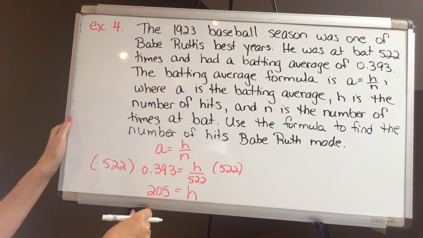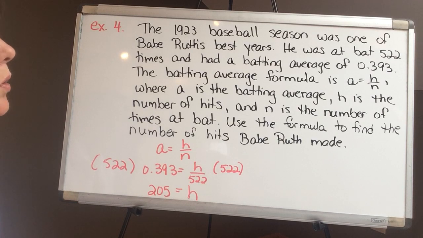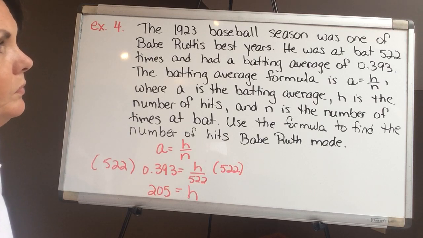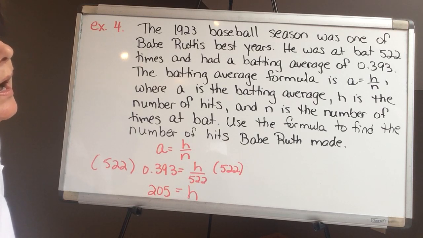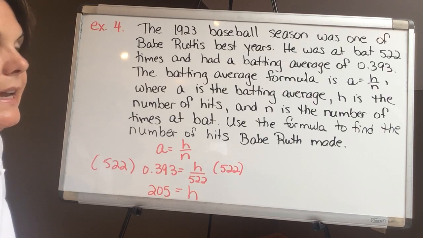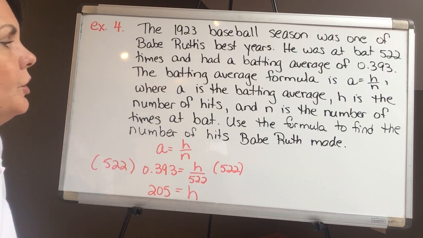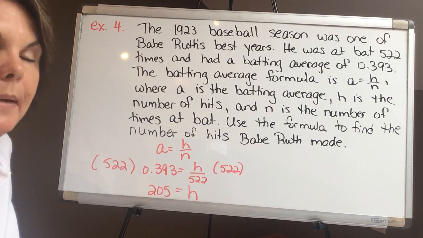All right, let's try a word problem. Especially something like this is overwhelming. It's really an easy problem, but when we see all these words together, it's like, ah! The 1923 baseball season was one of Babe Ruth's best years. He was at bat 522 times and had a batting average of 0.393. The batting average formula is A equals H divided by N, where A is the batting average, H is the number of hits, and N is the number of times at bat. Use that formula to find the number of hits Babe Ruth made.